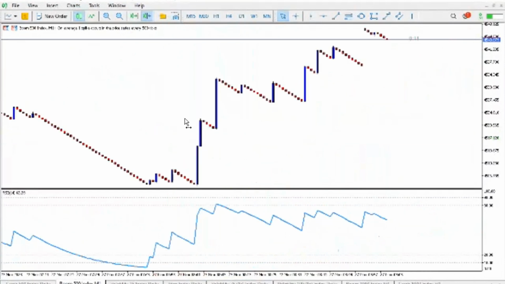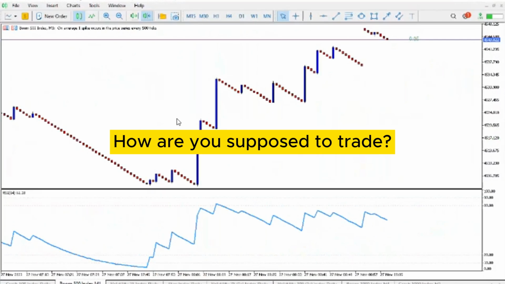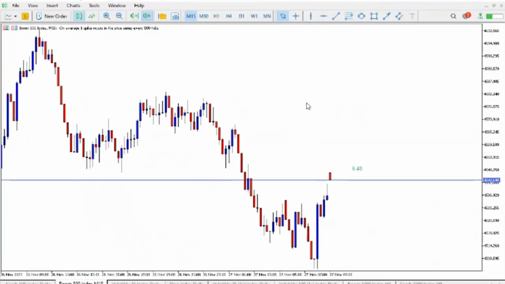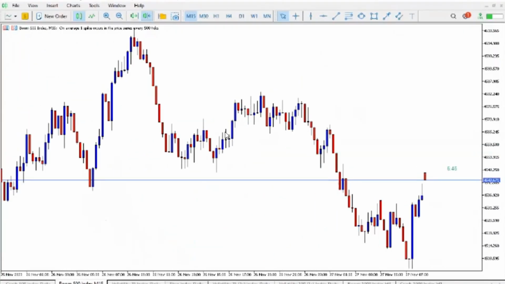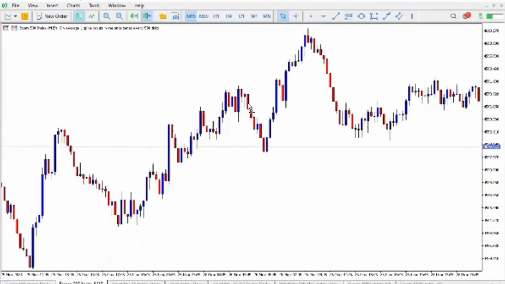So how are you supposed to trade? All right, so let me remove this indicator and show you how you are supposed to trade. This is the same Boom and Crash, and this is a 15 minutes time frame.